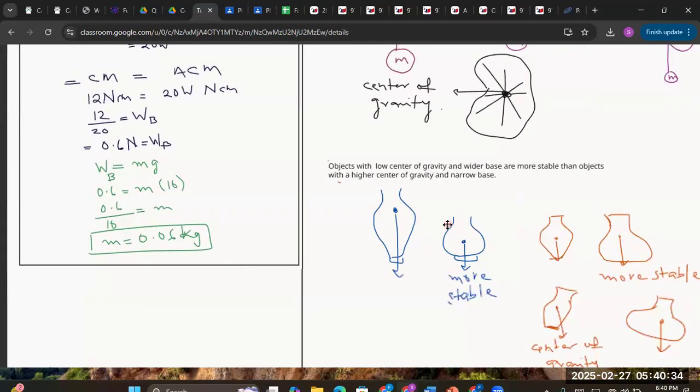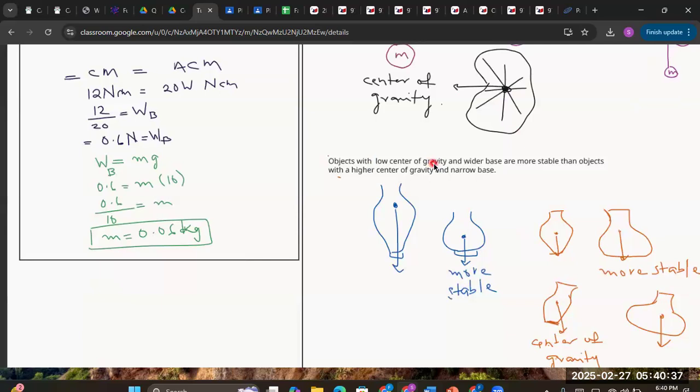Then remember this, objects that have low center of gravity are more stable. That's why a lot of your low cars are more stable, and those really big cars or your tall trucks, your buses, they're less stable. The reason for that is because the taller it is, the higher the center of gravity is. So objects that have low center of gravity are more stable. And objects that have a wider base, they are more stable.